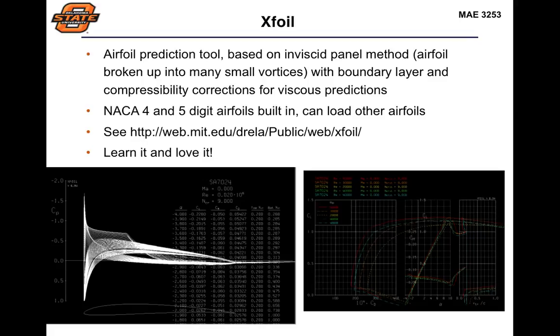This is using that basic approach, which is an inviscid panel method, breaking that airfoil up into lots of small vortices, and then adding boundary layer corrections on top of that. So every time you're running Xfoil, even if you're running it in a viscous mode, it's running an inviscid solution first and then putting viscous corrections on top of that.